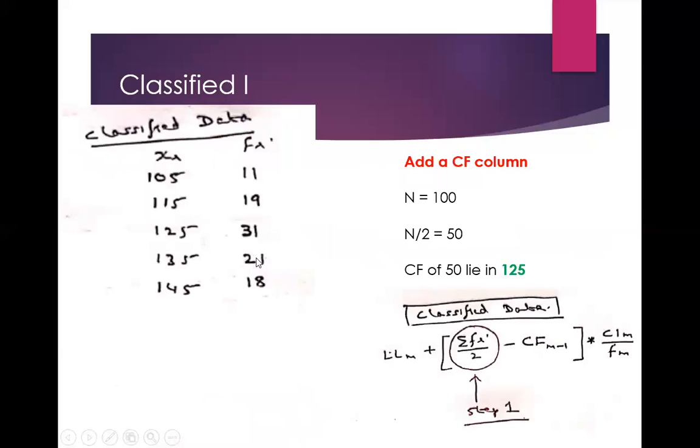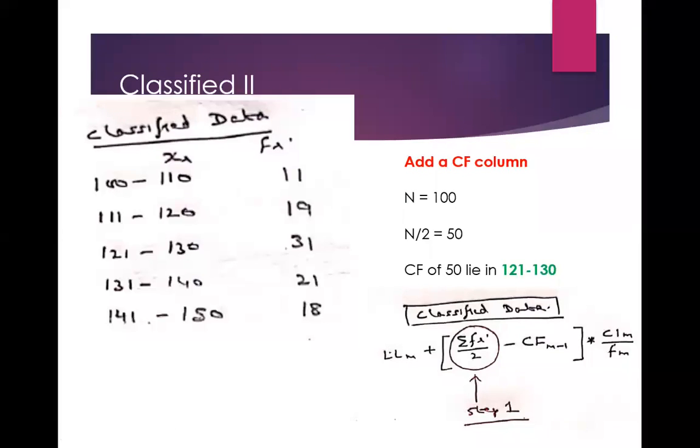Then for classified data, the formula is this. So step 1 is sigma fi by 2, and the sigma fi, that is the total number of observations, were 100. 100 divided by 2 is 50. So we see that 50th observation lie where? So 50th observation lies in the class with xi 125. So 125 is median here. This will be clear when you will be given numericals, then it will become more clear.